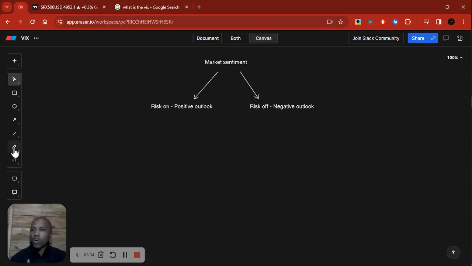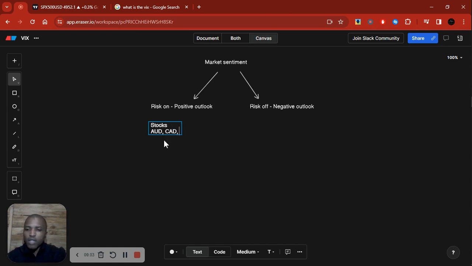So in a risk on, that's when investors are taking risk. In a risk on, the currencies or asset classes that go up are stocks, and when it comes to currencies, we have AUD, CAD, and NZD, right?